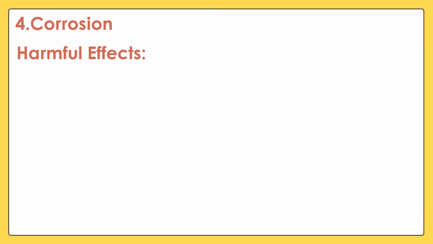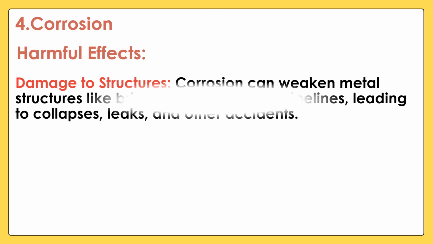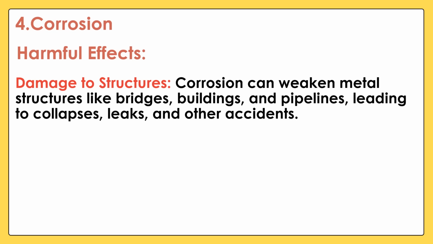Harmful effects of corrosion. First, damage to structures. Corrosion can weaken metal structures like bridges, buildings, and pipelines, leading to collapses, leaks, and other accidents.